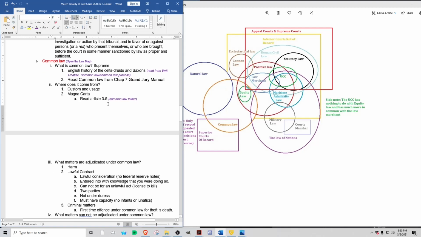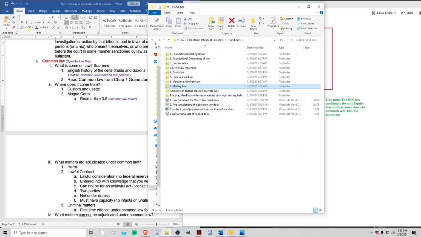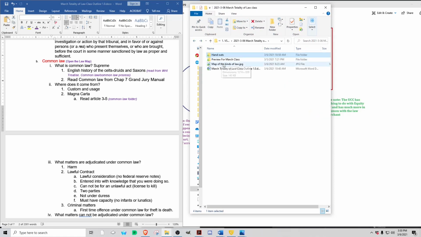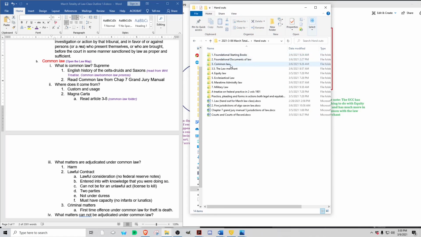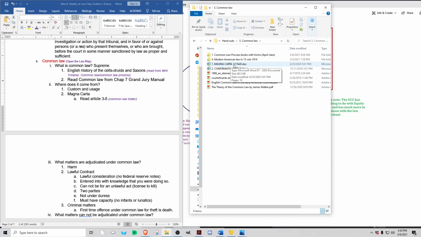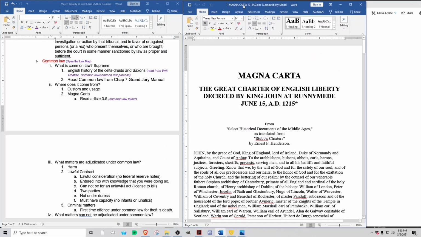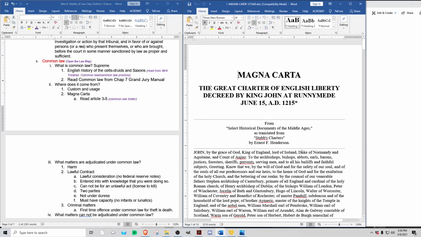Let's get into the Magna Carta a little bit, so the common law from an aspect of that. The basis of the Magna Carta is, of course, the unwritten law of customs of people, but in a written form, the written form of it is the Magna Carta. And you can find the Magna Carta in the handouts under common law, right there, number 1. The Magna Carta was a document that was signed by King John, who was the brother of Richard the Lionheart.